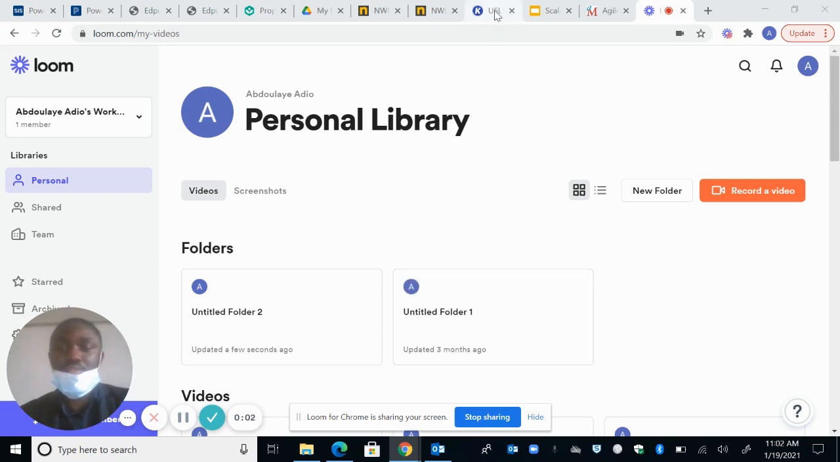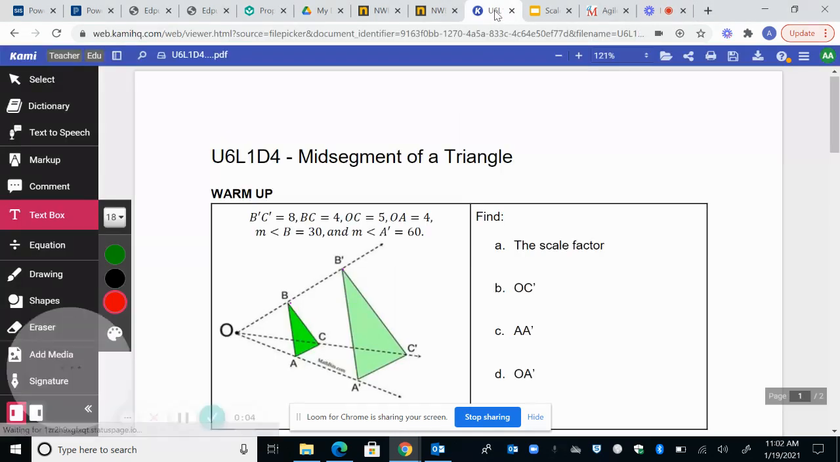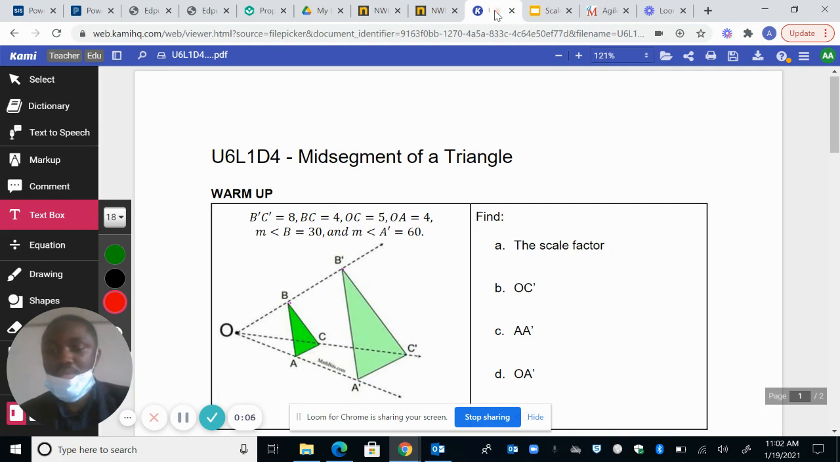Good morning, class. Once again, we're going to talk about the mid-segment of a triangle today. Before we start, I'm going to give you a general overview of a mid-segment.